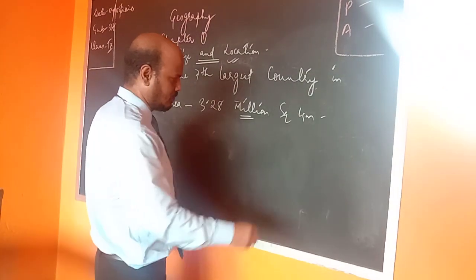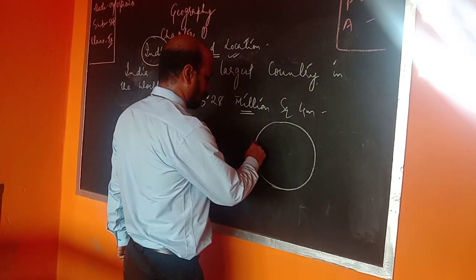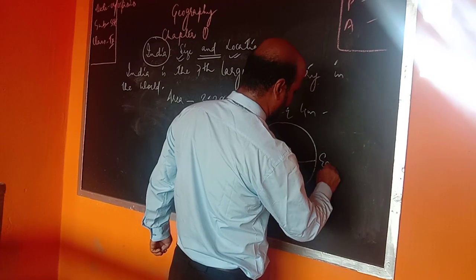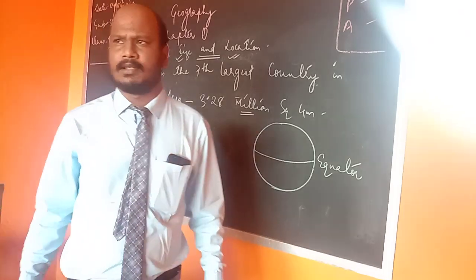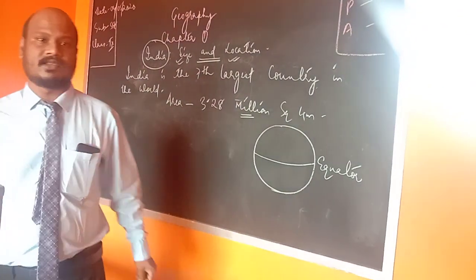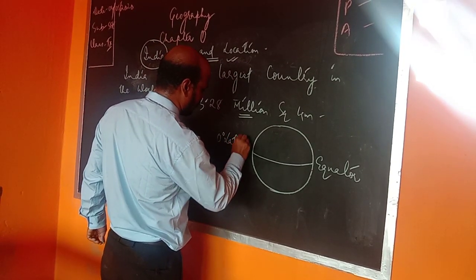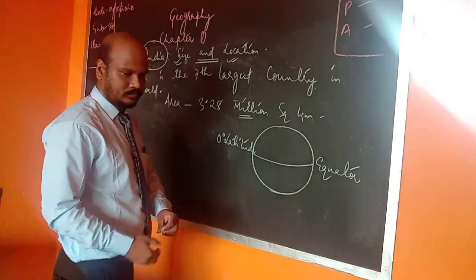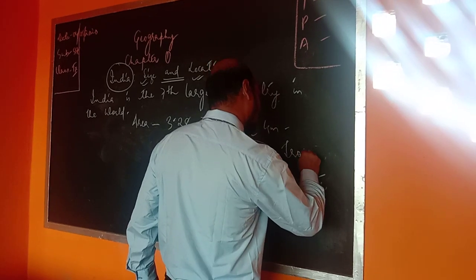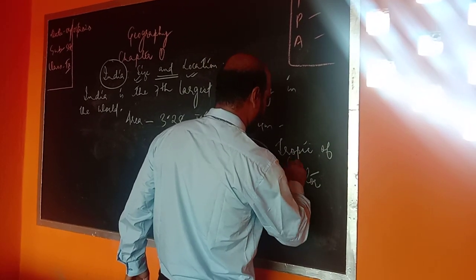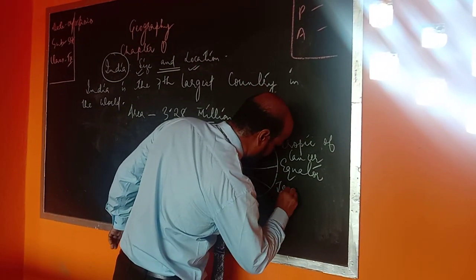Let me show you what the northern hemisphere is. This is the model of Earth. This is the equator. Sometimes the equator is also called the 0-degree latitude. Tropic of Cancer, Tropic of Capricorn.